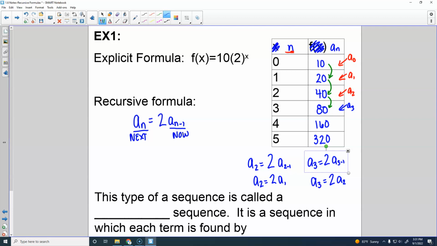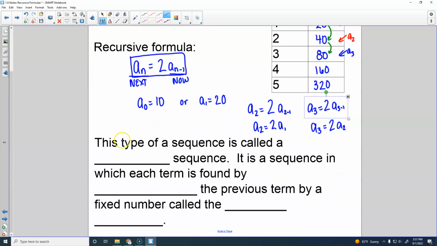Recursive formulas also typically are going to give a reference term. Most of the time that is either going to be a sub 0, in this case our a sub 0 was 10, or sometimes they'll give a sub 1, which in this case was 20. So just depending on what you're given, you may have those reference terms there. It just tells you where to start, because this formula right here, which is your recursive formula, is no good if you don't know a term to start from. So you have to be given one of those terms to start from.